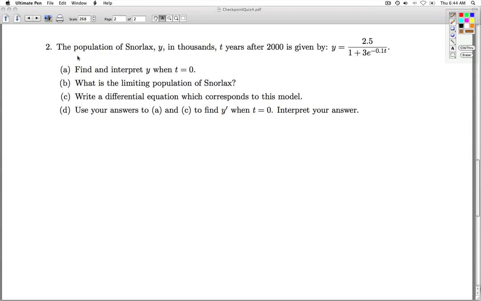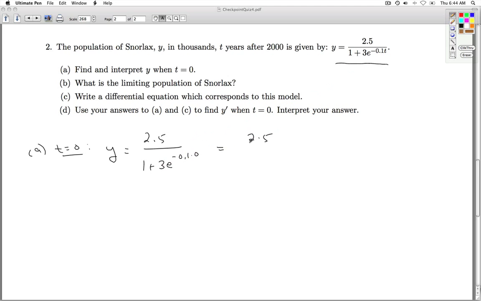Alright, number 2, we're given the population of Snorlax in thousands, T years after 2000, is given by this equation. Hopefully you recognize this as one of those logistic curves. Part A asks us to find and interpret y when t equals 0. So when t equals 0, we're going to substitute. We get 2.5 over 1 plus 3e to the negative 0.1 times 0.